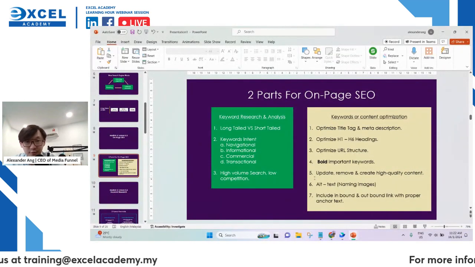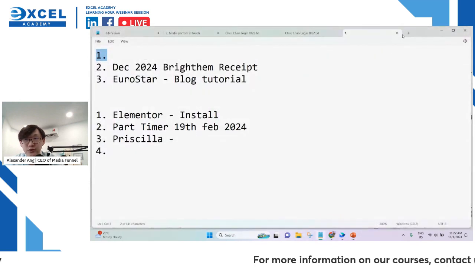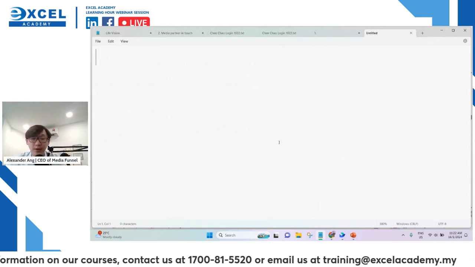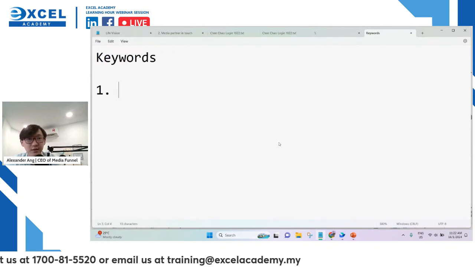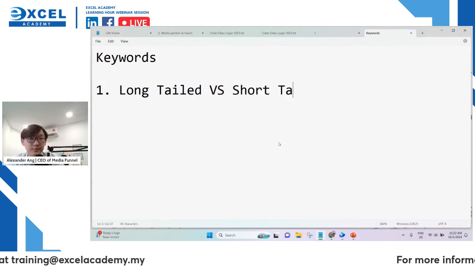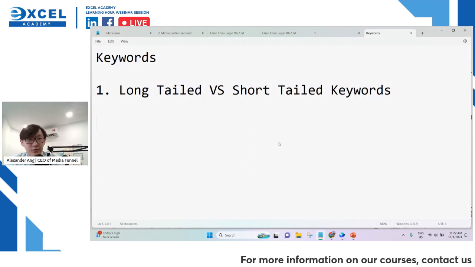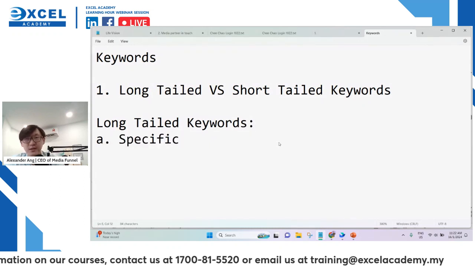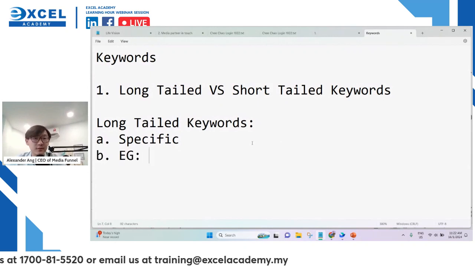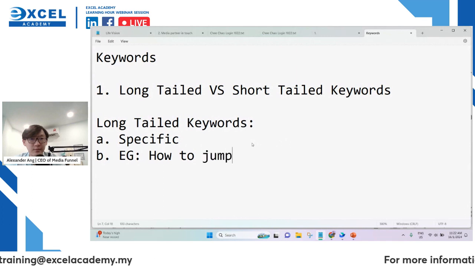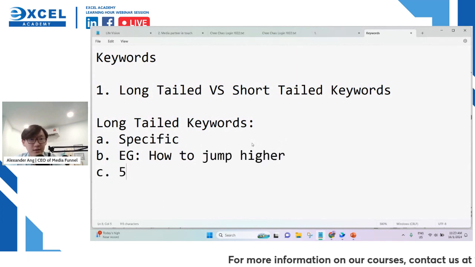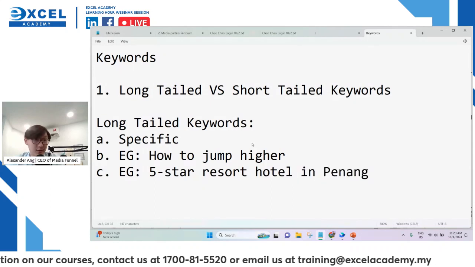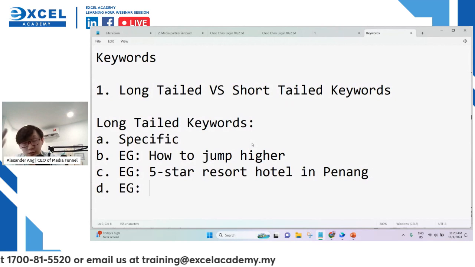I'm going to pause a bit, and I will use the notepad to share with you the details on each part. So just now we talked about keywords. The first thing is long tail versus short tail keyword. Long tail keywords, the attribute is that they are specific. That means, for example, how to jump higher, or 5-star resort hotel in Penang. What else? So 3 or longer words.